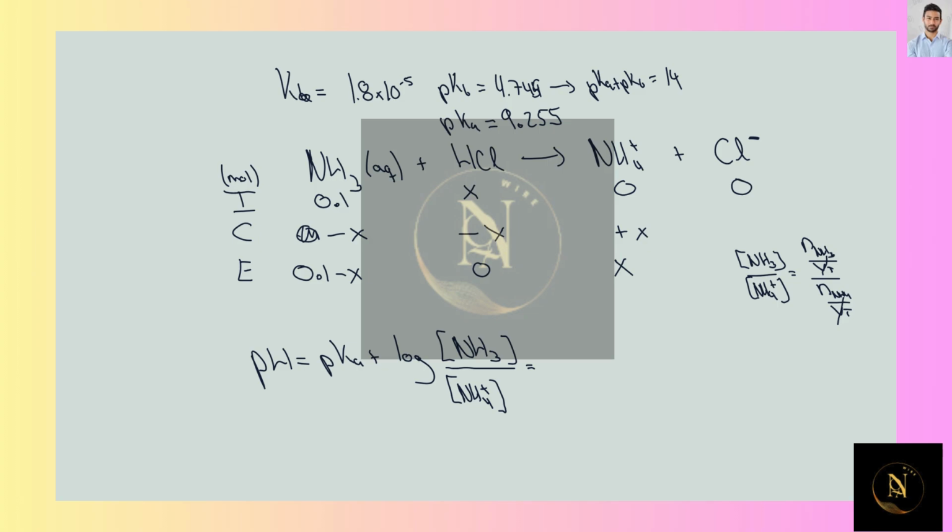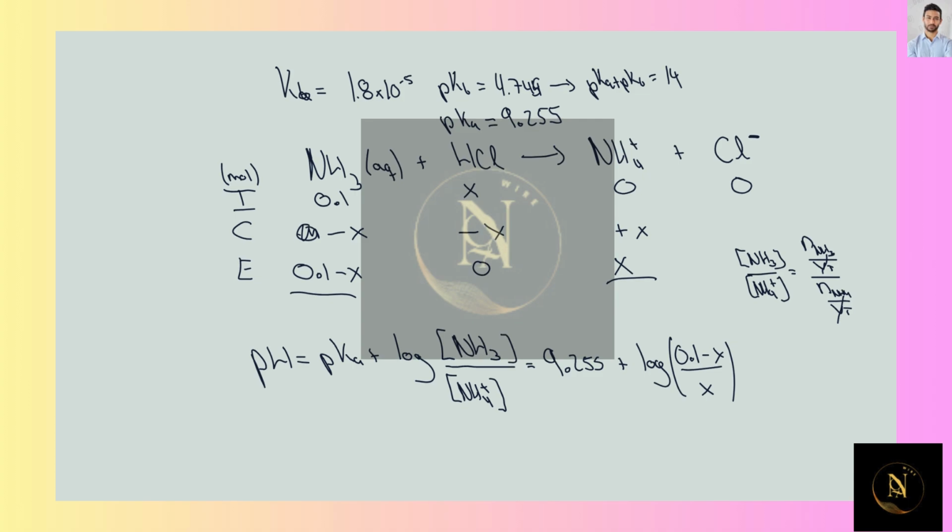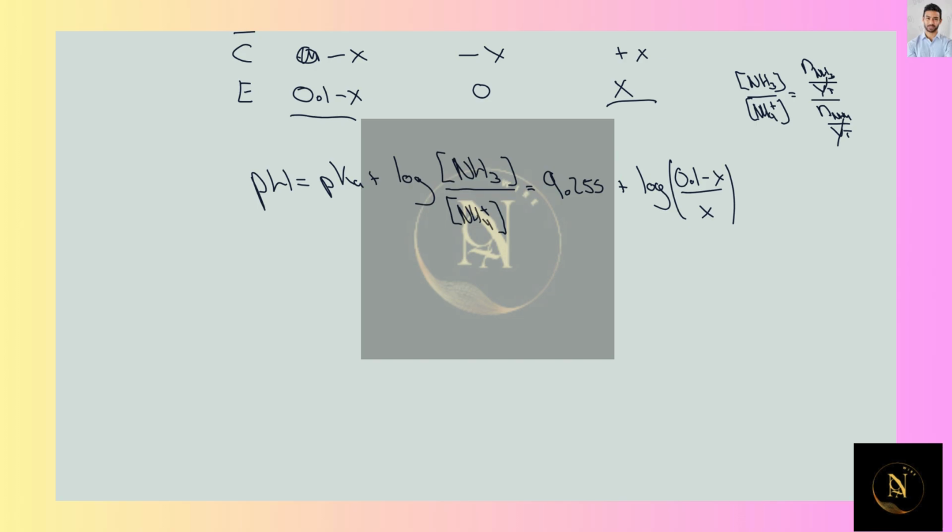So now what we are going to do here is replace the values from the equilibrium concentrations that we found. In the case of NH3, this is 0.1 minus X. And in the case of NH4+, this is equal to X. So with this, our equation becomes pH equal to 9.255 plus logarithm of 0.1 minus X divided by X. And the pH desired for our solution is 9.53.